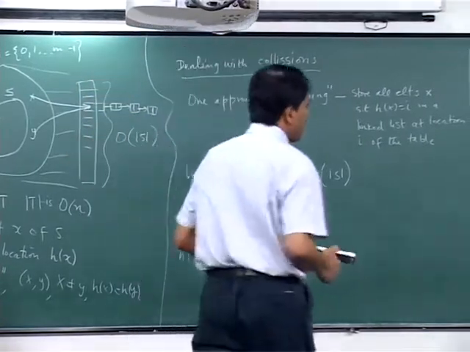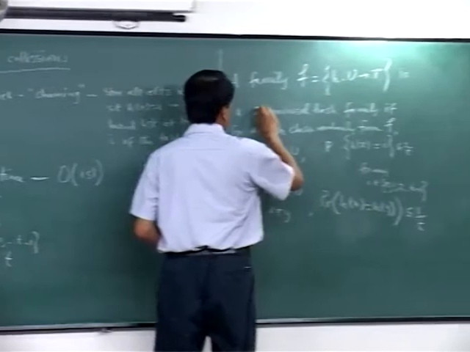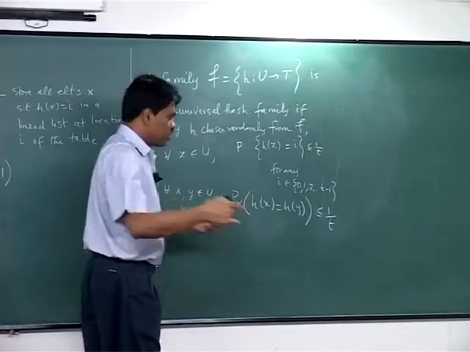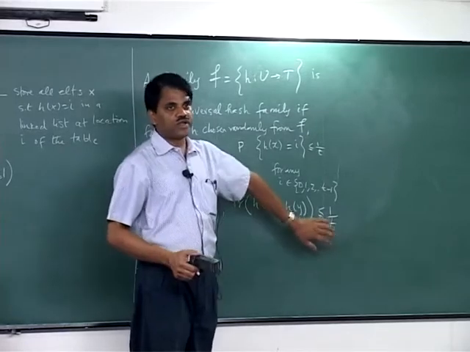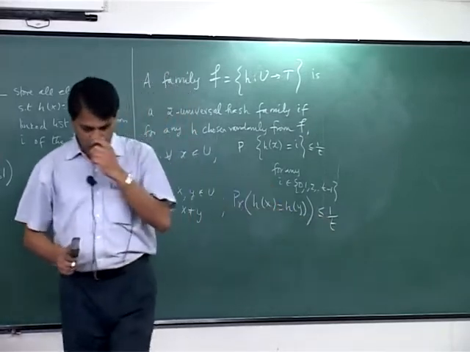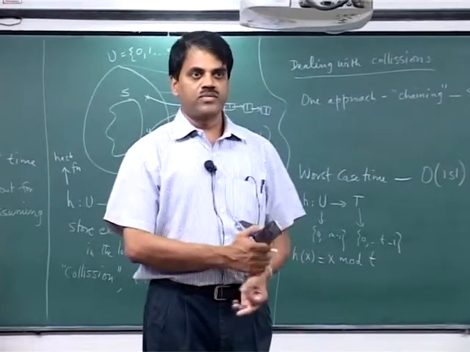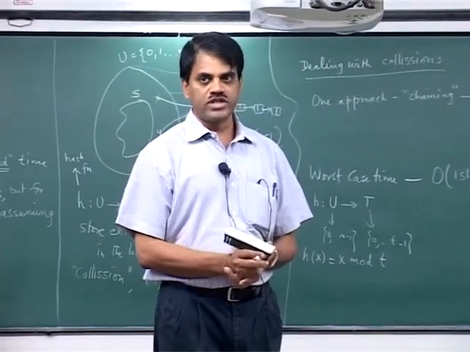And similarly, the 2 stands for pairwise. If you give me 2 elements which are not equal, there is going to be a collision between them with probability at most 1 over T. So if these 2 conditions hold, then I call this family of functions a 2 universal family.